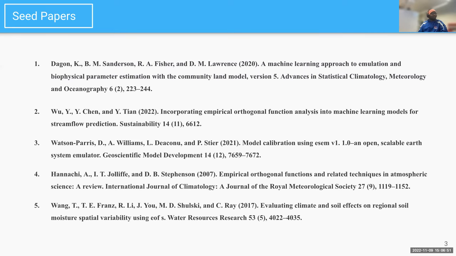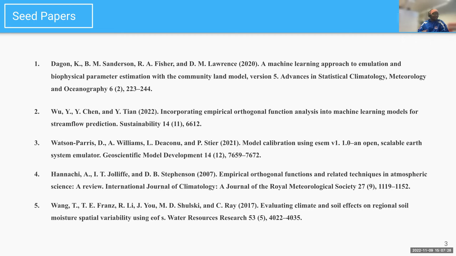And these are the five seed papers which we considered. The first paper talks about a machine learning approach to emulate the biophysical parameter estimation with the climate land model. And the second one talks about incorporating the empirical orthogonal function analysis, which is the EOF, into the machine learning model to predict the stream flow. And the third paper is the model calibration using the CESM version 1.0.